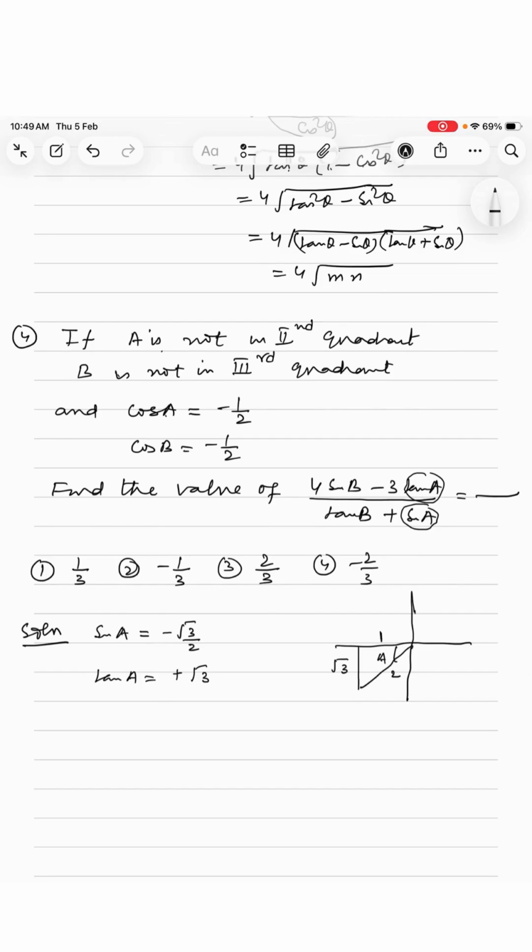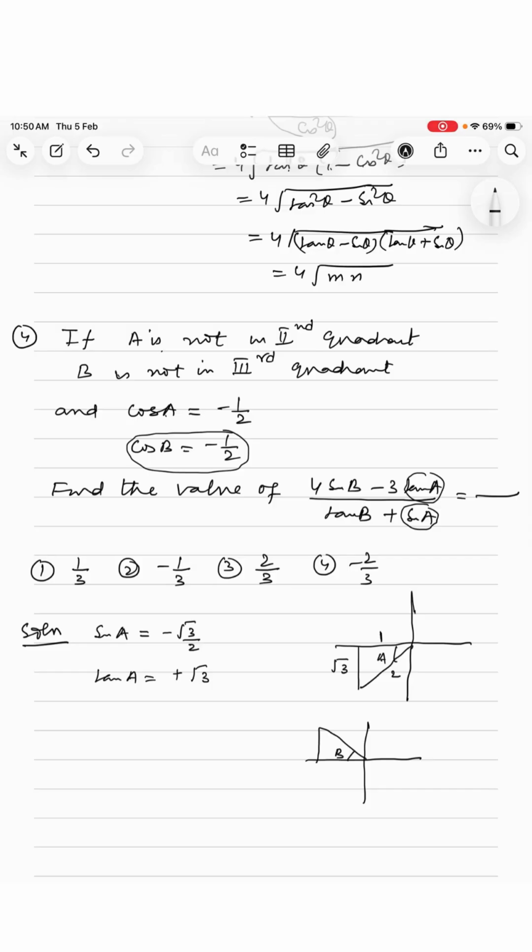Now, cos B is negative. And B is not in the third quadrant. So very clearly B must be in which quadrant? Second quadrant, because cos is negative in second and third quadrant. So B is in the second quadrant. This is B.